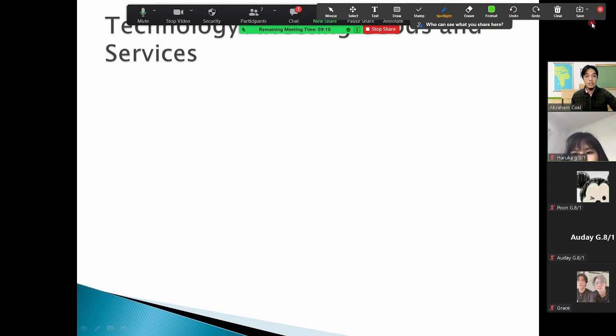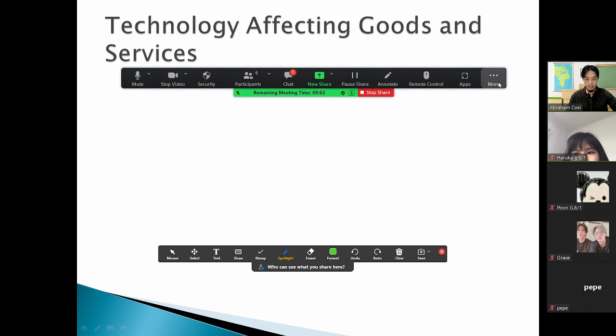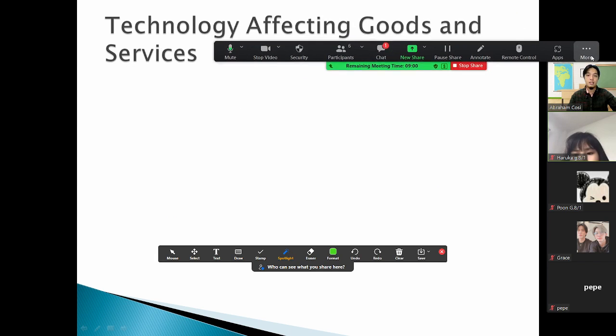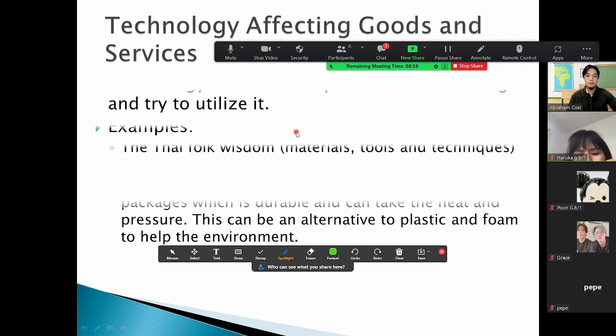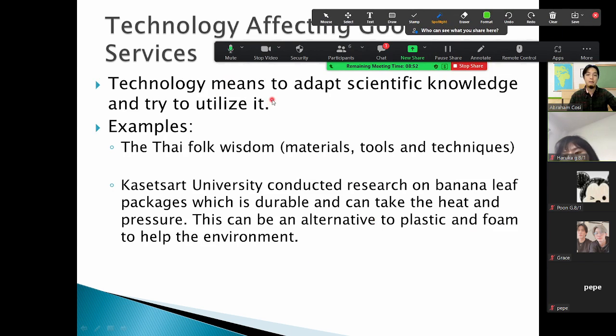Now let's move to the next topic, on technology affecting goods and services. How is technology affecting goods and services? Technology means to adapt scientific knowledge and utilize it. We have an example here: the Thai folk wisdom. We use traditional Thai materials, Thai tools and techniques.